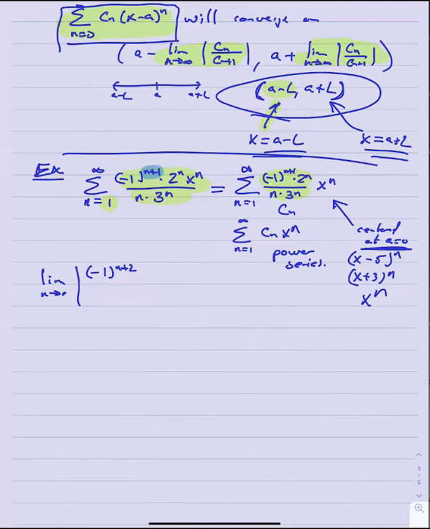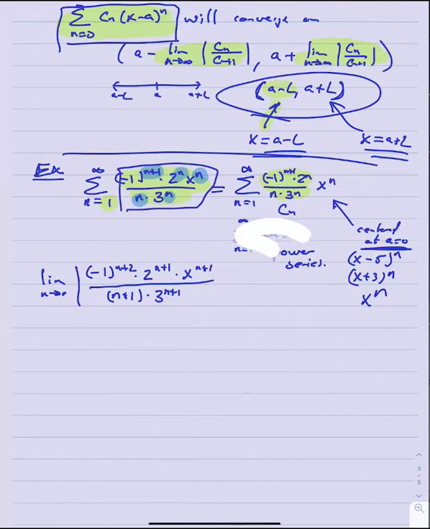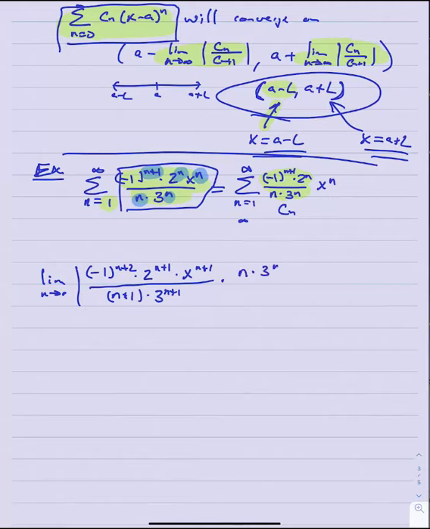That would be coming from right there, times 2 to the n plus 1 times x to the n plus 1. And again, that's coming from evaluating that n at n plus 1. Same thing in the denominator. Let's replace both of those n's by n plus 1's, and I'll get n plus 1 quantity times 3 to the n plus 1. Then I'm going to divide all of that by a sub n, which is really just this term itself. But I know that just means multiplying by the reciprocal of that, which means I'm going to have times n times 3 to the n over negative 1 to the n plus 1 times 2 to the n times x to the n.